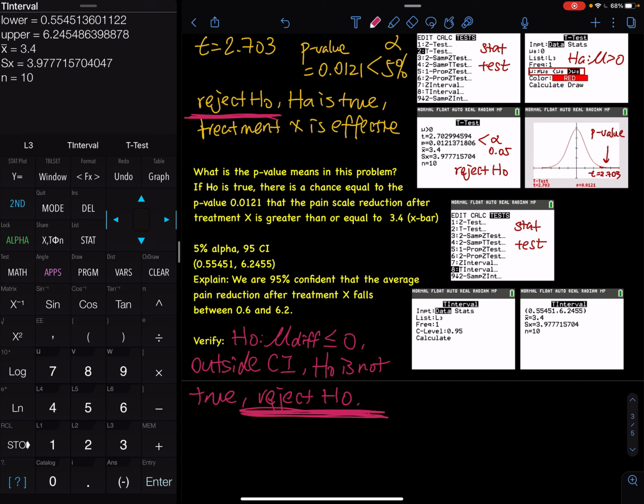And then regarding the graph, sometimes when you do homework online, they might ask you to do a graph. The graph is right over here. Since HA is mu greater than 0, this is a right-sided test. You see that the shaded region, the p-value, is on the right-hand side, and the place where you cut the t is 2.7. That is also on the right-hand side of the axis, because right in the middle, we have a 0. Alright, so that is the end of this video.